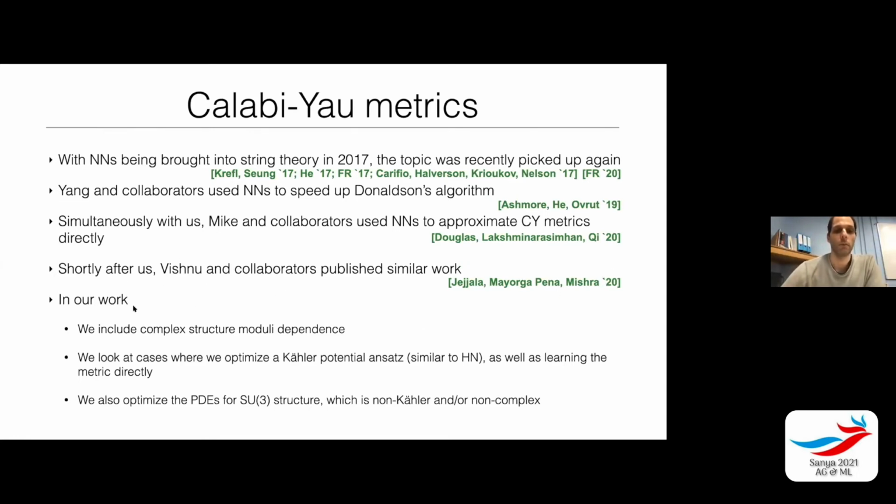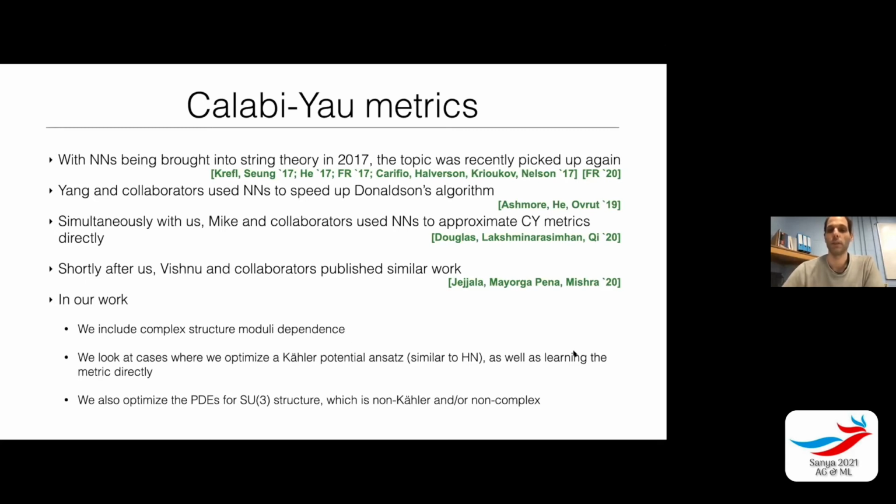So in our work, what do we do? We do include complex structure moduli dependence. We look at cases where we optimize the Kähler potential, which is similar to what Headrick and Nassar did. And we look also at cases where we do not build in Kähler. So we do not start from a Kähler potential, so we do not build in the Kähler property, but we are learning the metric directly. And thirdly, we also optimize the partial differential equations which lead to SU(3) structure, which are non-Kähler and/or non-complex.